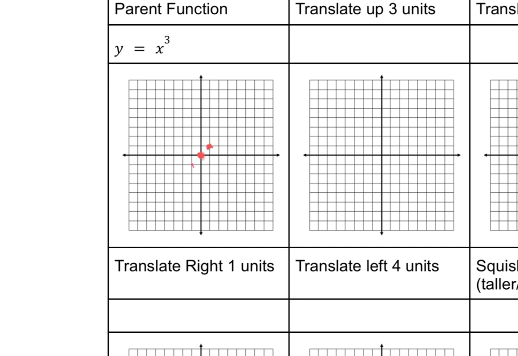Negative 1 cubed is negative 1. If x is 2, 2 cubed is 8. 1, 2, 3, 4, 5, 6, 7, 8. And then at negative 8. And what the graph of a cubic is going to do is come down, curve right there, and keep going down like that.